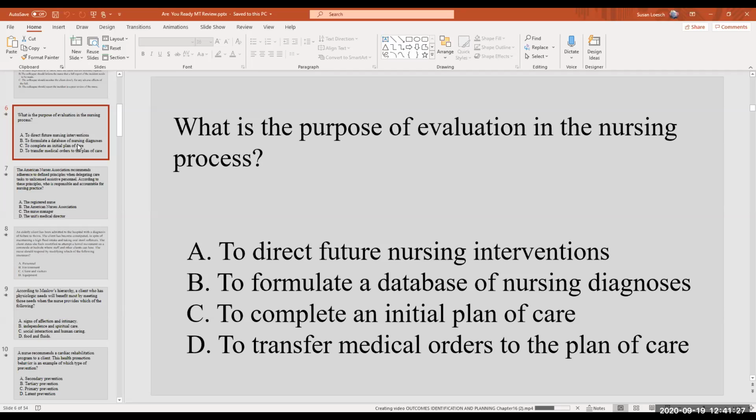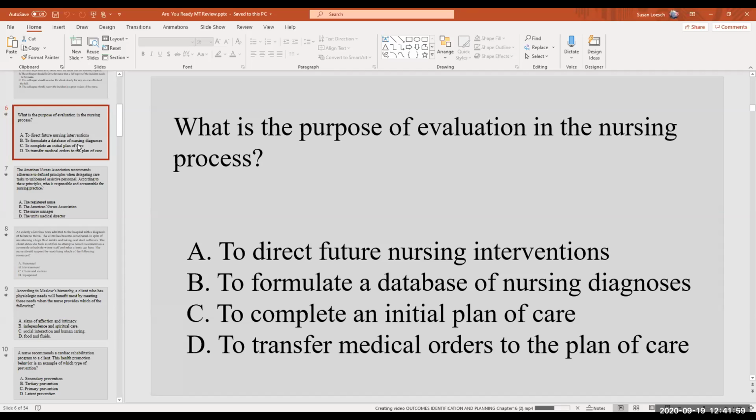All right, what's the purpose of the evaluation in the nursing process? A, to direct future nursing interventions; B, to formulate a database of nursing diagnoses; C, to complete an initial plan of care; or D, to transfer medical orders to the plan of care. Is it B? It's actually A.